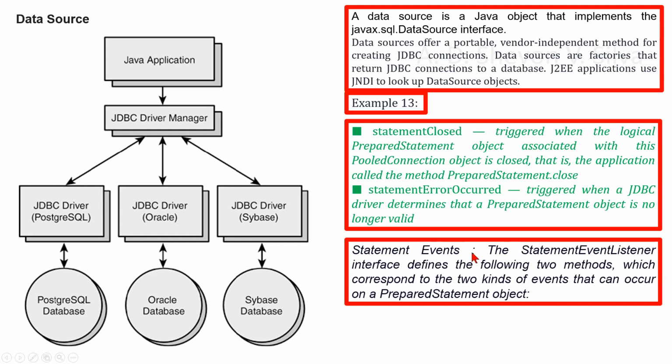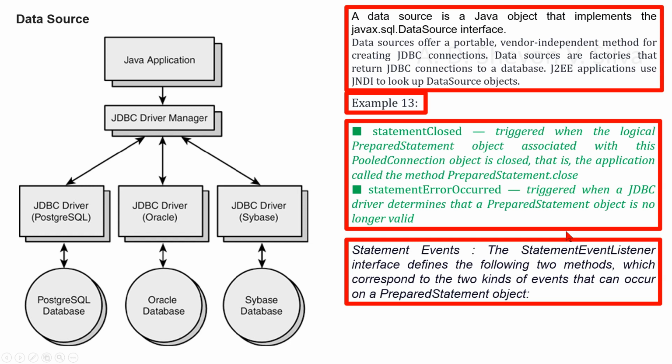Connection pool manager registers itself as a listener for prepared statement object using the pool connection add statement event listener method. Typically, a connection pool manager registers itself as a statement event listener before returning a prepared statement object to an application. The driver invokes the statement event listener methods statement closed and statement error occurred when the corresponding events occur. Both methods take a statement object as a parameter, which can be used to determine whether the prepared statement object was closed or had an error.